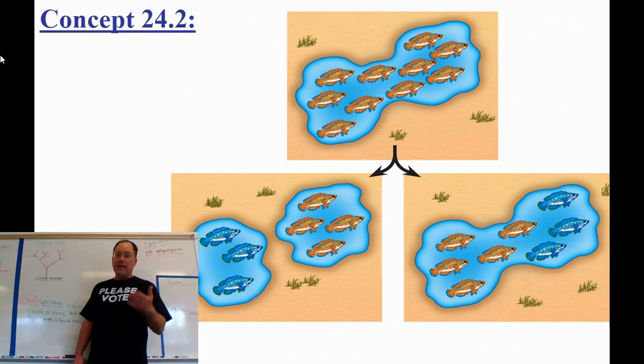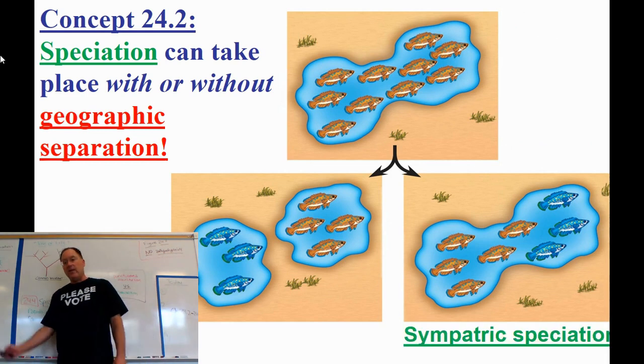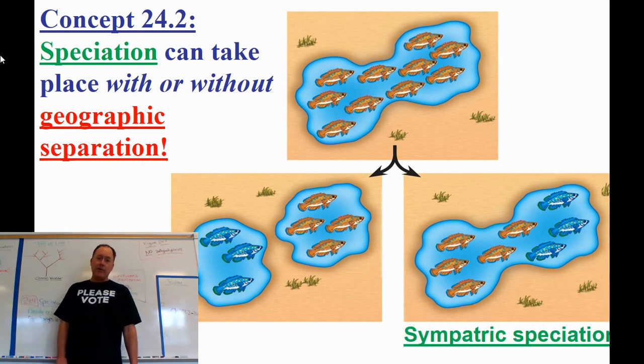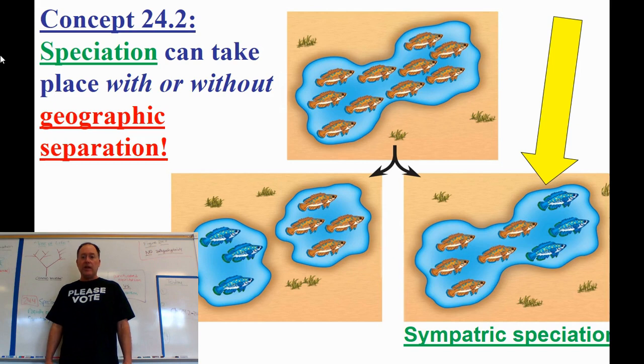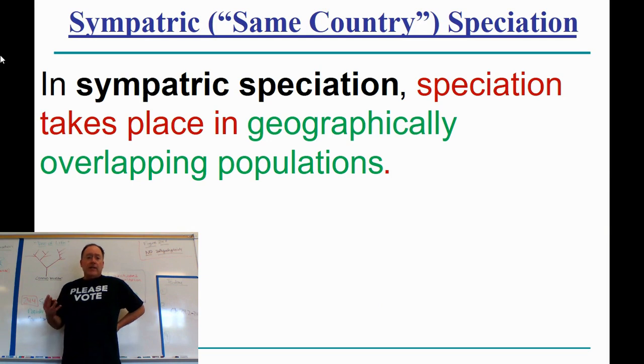Well, the other type of speciation that they talk about in 24.2 is this type way over here on the right called sympatric speciation. And it literally means same country speciation. You can see there, they're not geographically isolated, these fish that are in this lake. It takes place in geographically overlapping populations. They may become new species right next to one another.